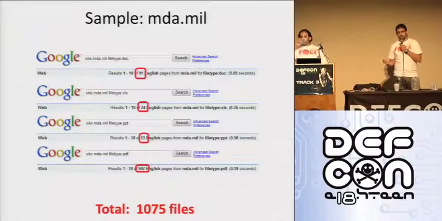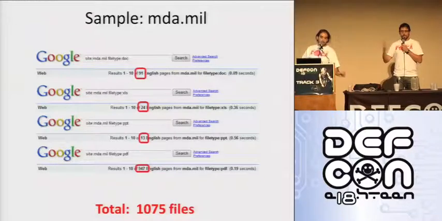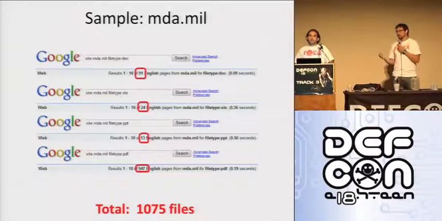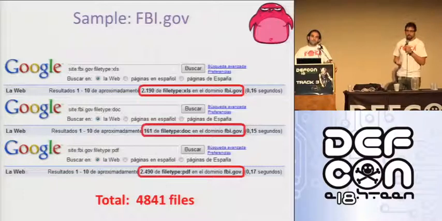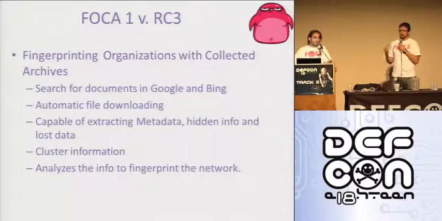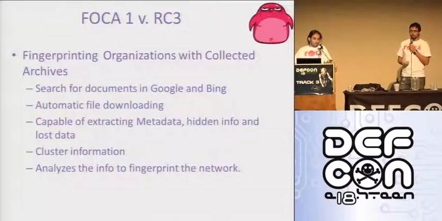Instead of taking one document, we're going to take as many documents as we can. So we're going to go to a web search engine, download as many documents as we can, and look at the information in all those documents. When you have one single document, you're going to have one user, one path, one printer. That's not very useful from a penetration testing point of view unless you want to do some social engineering. When you have 1,000 files, like with the Missile Defense Agency, then you start putting this all together and you get a whole bunch of information. If you get the FBI with almost 5,000 files, you put all this information together and you saw last year what happened. So you can get a fairly accurate and very complete map of the network.